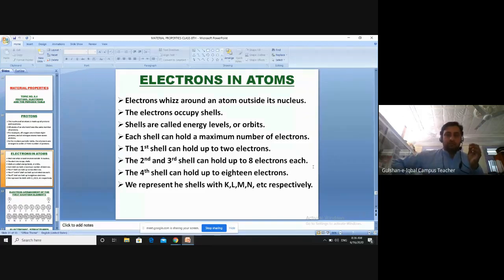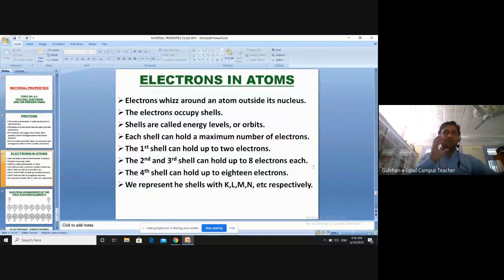For example, if we have an atom whose atomic number is 10, and I tell you to draw its electronic configuration, meaning its structure, first of all you have to draw its nucleus. The nucleus is a positive particle. After that, we have 10 electrons, so we draw the first shell and put 2 electrons in it.